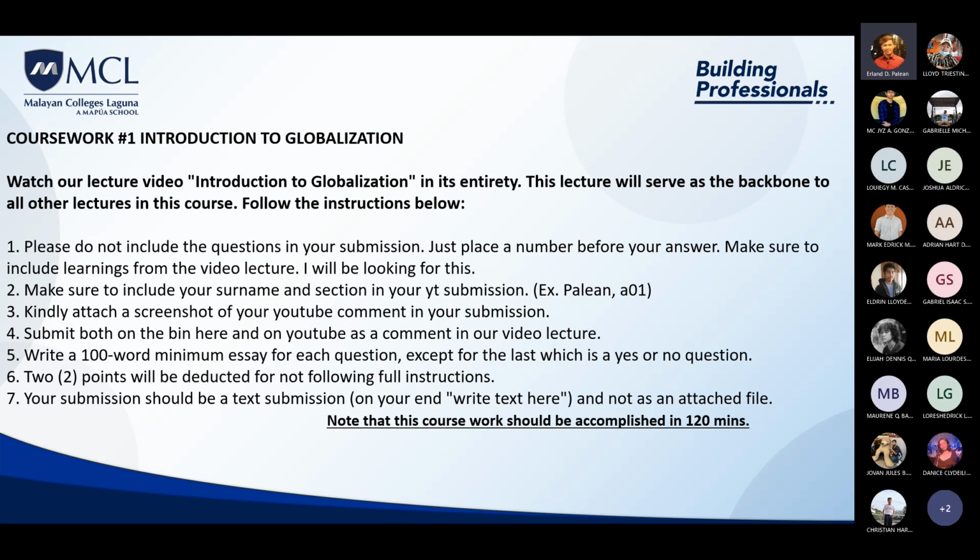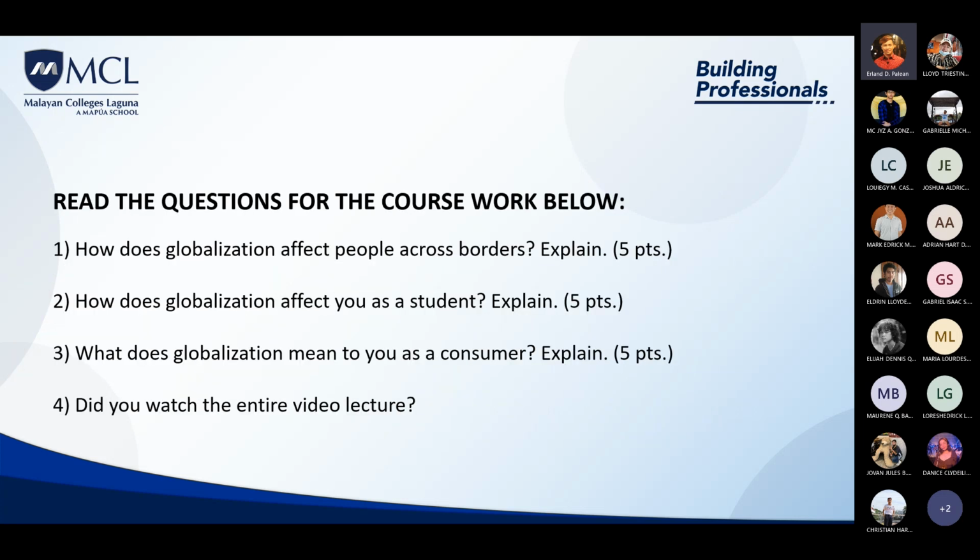Now, for our questions for your first coursework, we have the following. First one, how does globalization affect people across borders? You have to explain this, 100 words each, the minimum. And second question, how does globalization affect you as a student? This is another 5 points. And then for the third question, what does globalization mean to you as a consumer? So you have to explain your answer on this, then you'll get 5 points as well.